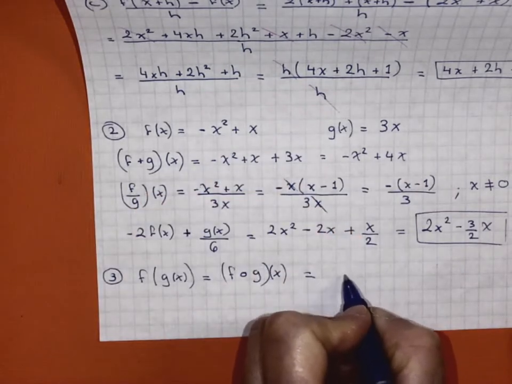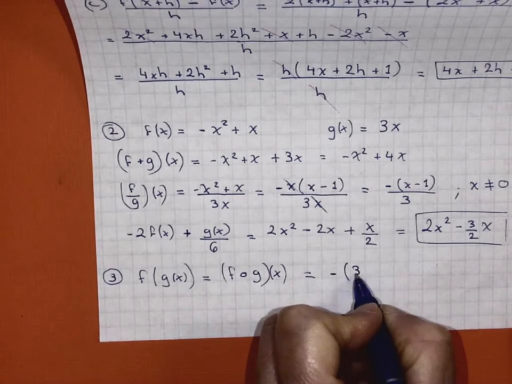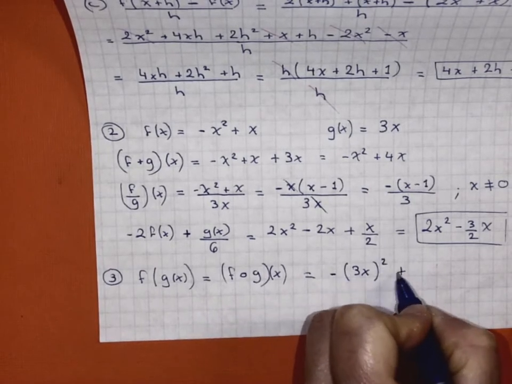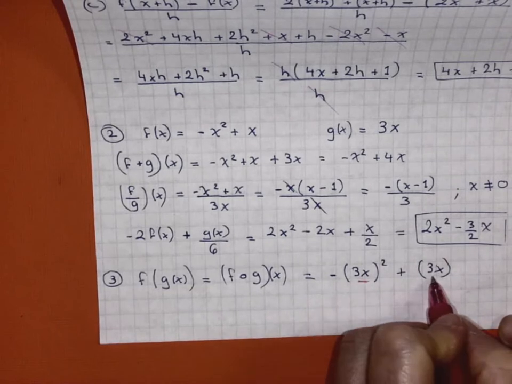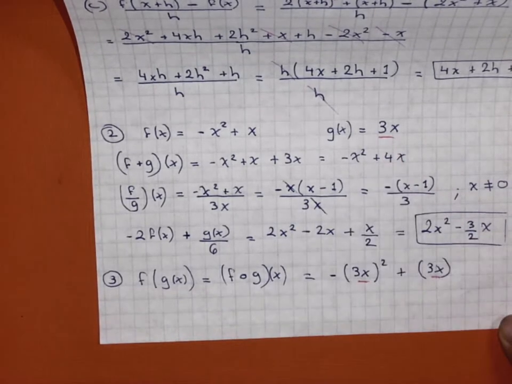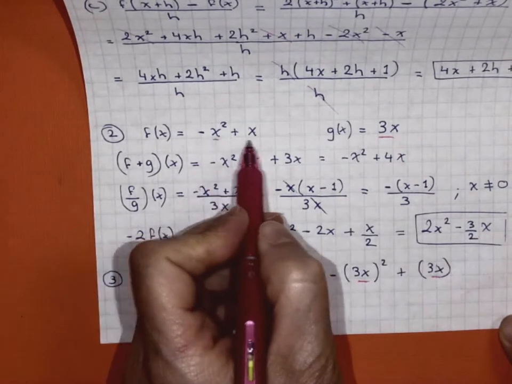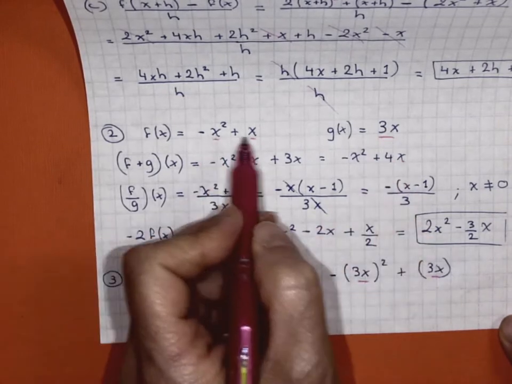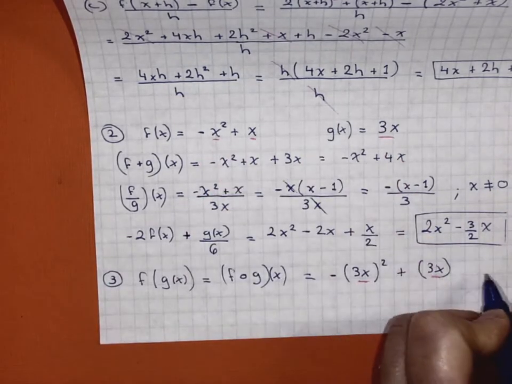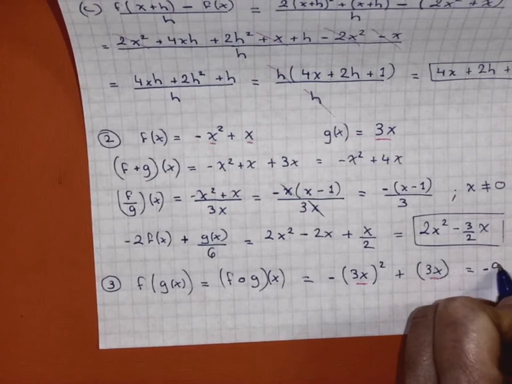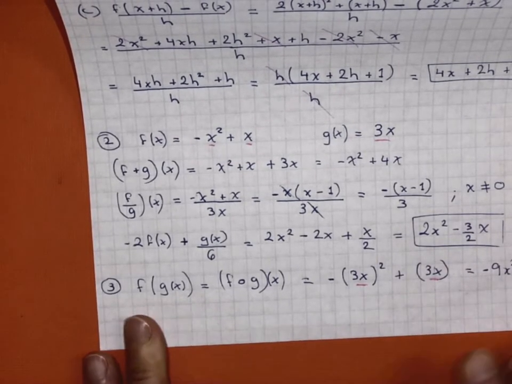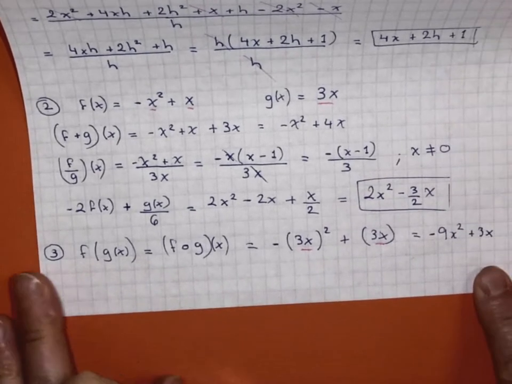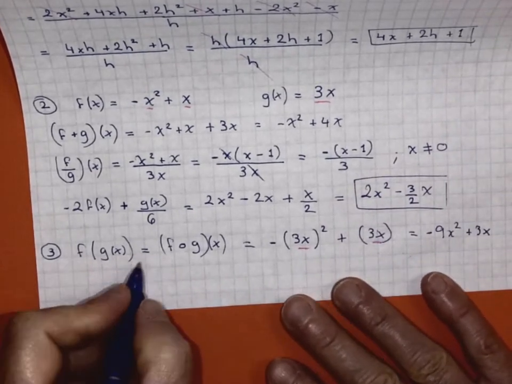So that would be negative 3x squared plus 3x, right? Those right there are your g function, right? And they were your x's here, so we take that and we plug it in here for x. And now we simplify. So that would be negative 9x squared and then plus 3x. So that's a composition of function. Oops, you didn't even see that. Now, let's do it backwards.